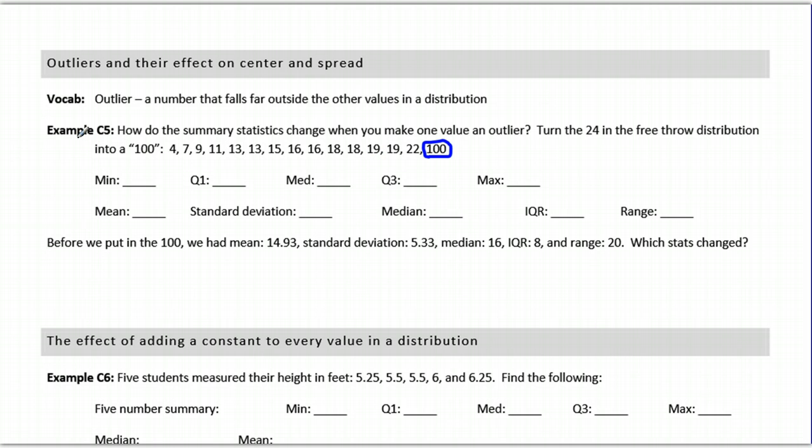So getting to our example here, how do the summary statistics change when you make one of these values an outlier? We turned the 24 that we had before into this 100, and now let's go ahead and calculate our minimum, quarter one, the entire 5-number summary here, and then let's put them into our calculator and see what happens to some of these other values.